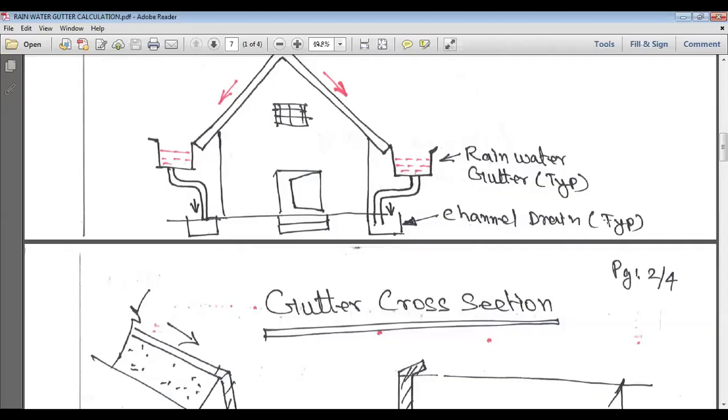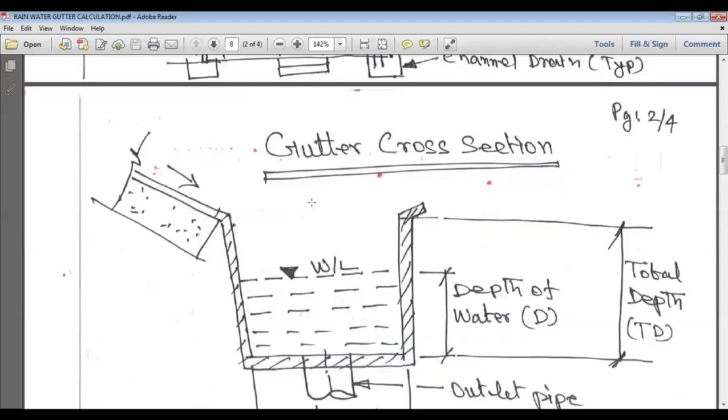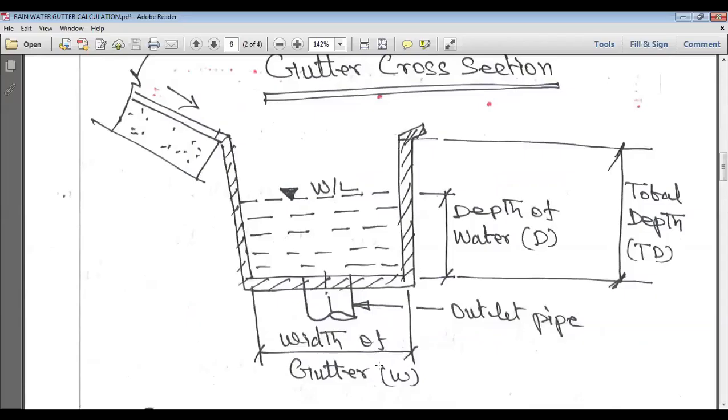So now we can see the rainwater gutter size. How we have to arrive at the rainwater gutter size. For the gutter size, this is the water level. This much water level we are considering. W is the width of the gutter. The bottom outlet pipe is coming. This is the depth of the water. This is the total depth of the gutter.